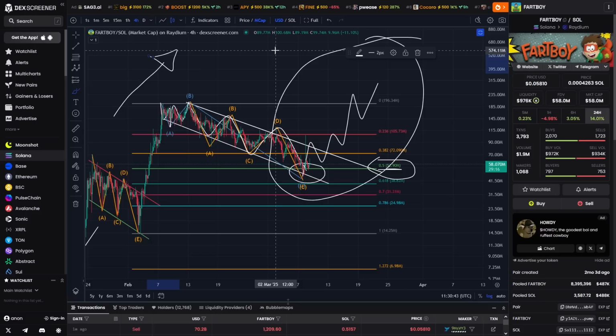I wish everyone the most luck, but we may have completed this correction right now, down to the 0.5 fib in an inverted dead cat bounce.